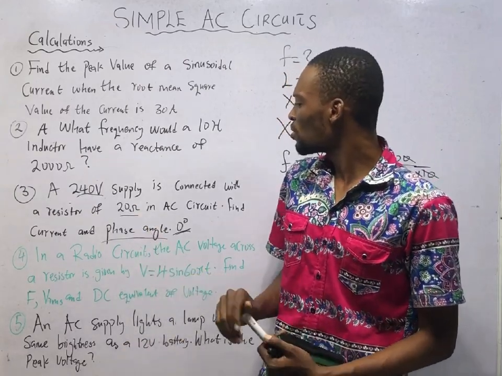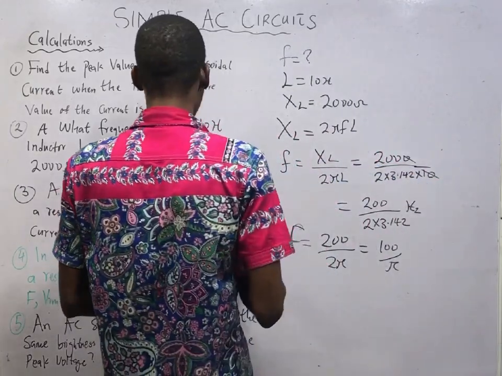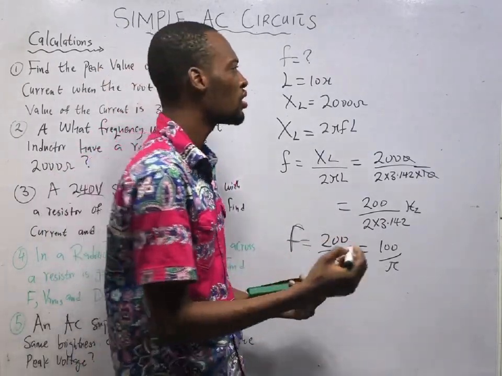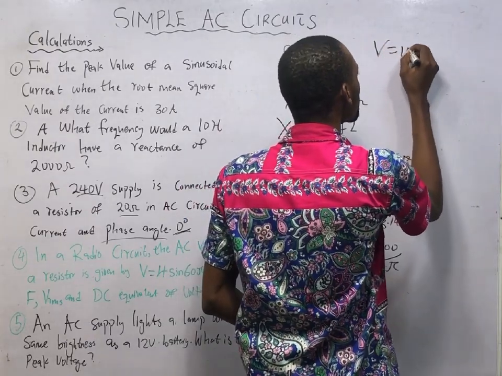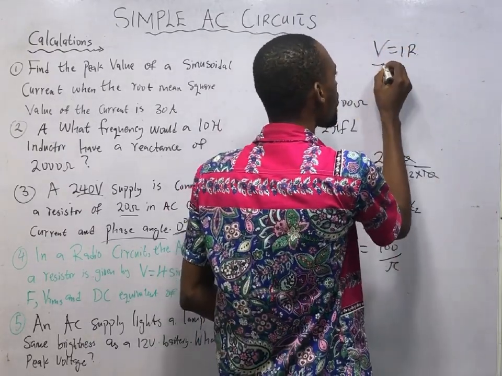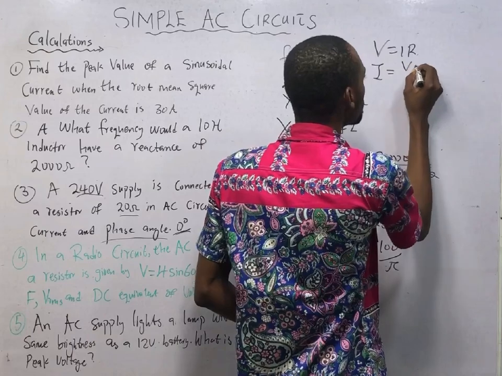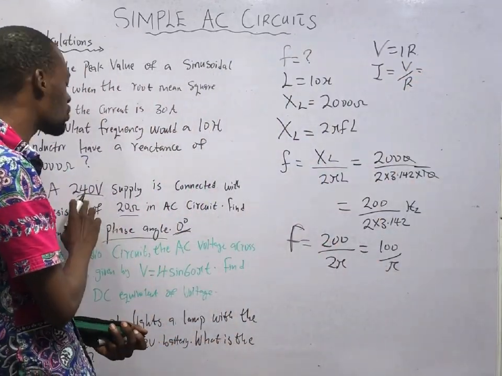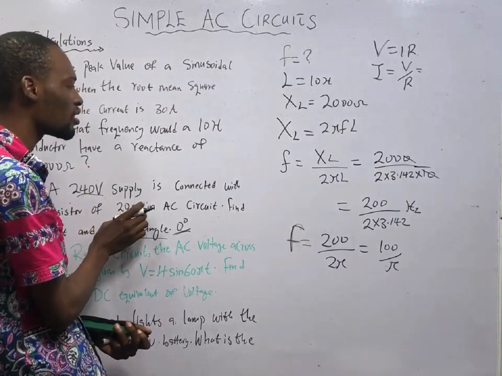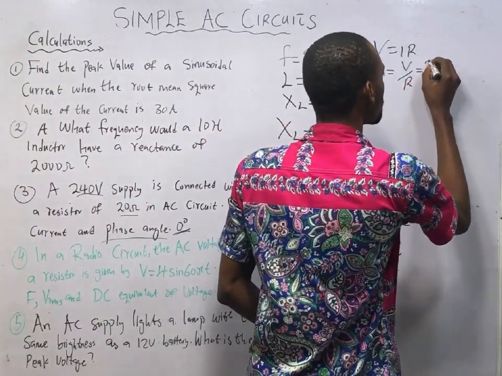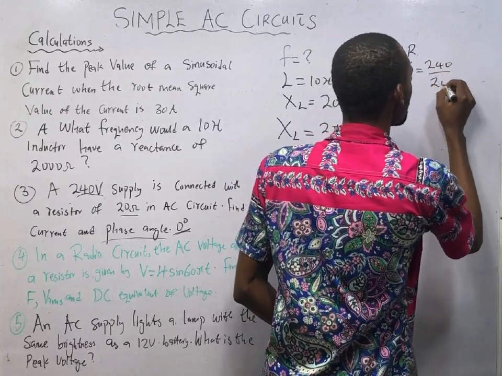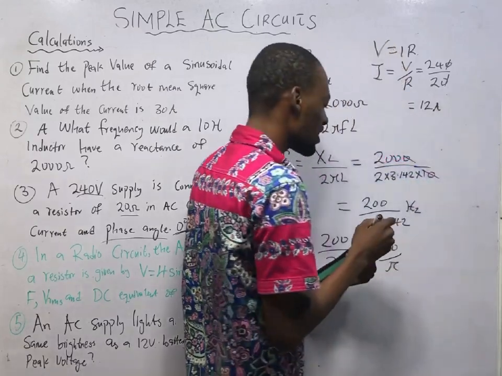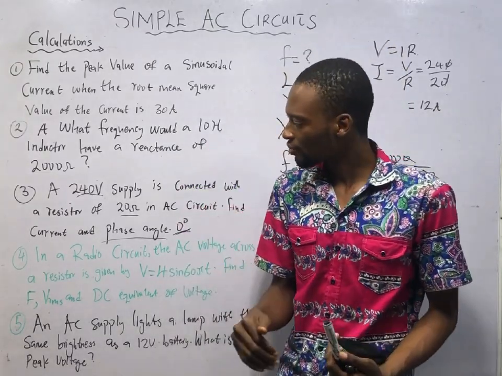Now, let's say we should look for the current. Since this is a purely resistive circuit, it obeys Ohm's law. According to Ohm's law, V equals I R. Current will simply be voltage over resistance. The voltage is an AC voltage, which is 240 volts. Resistance is 20 ohms. So 240 volts over 20 ohms will give you 12 amperes. That is the value of the current.